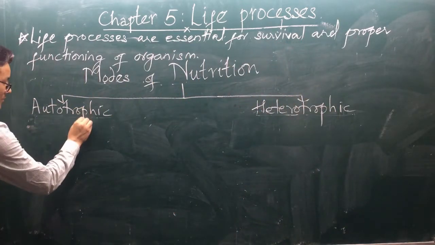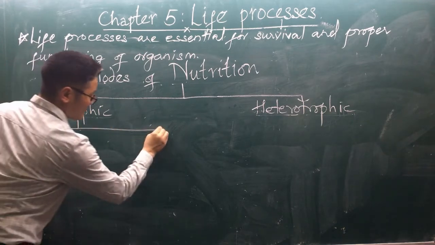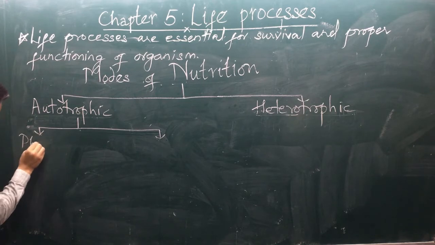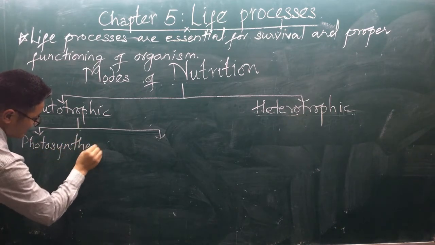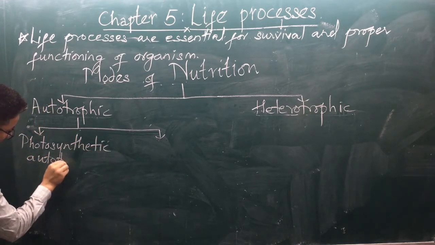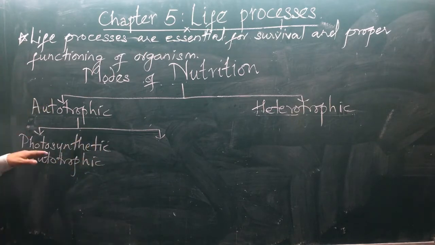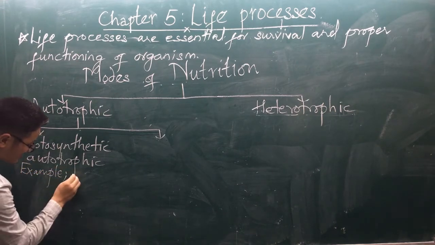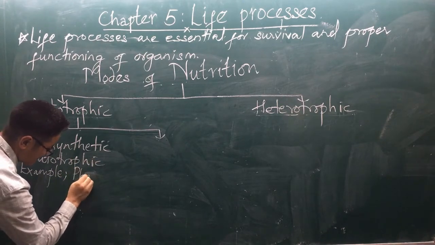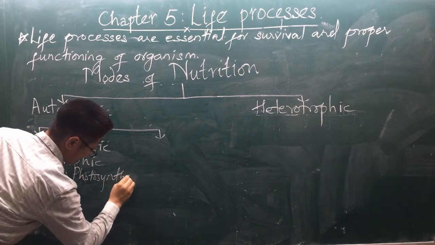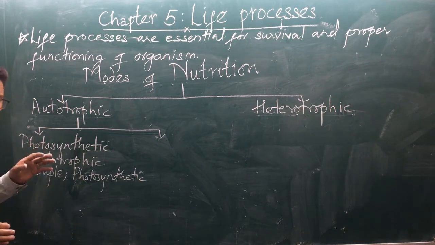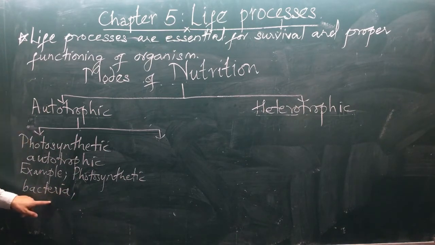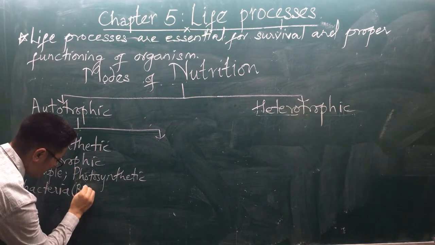Now, if I classify autotrophic mode of nutrition and heterotrophic mode of nutrition, first we'll try to classify autotrophic mode of nutrition. Autotrophs may be using sunlight for synthesizing their own food. For that we use the term photosynthetic autotrophs. Photosynthetic autotrophic organisms, for example, we have green plants or photosynthetic plants. What is the smallest photosynthetic organism? Photosynthetic bacteria. They are mostly blue-green algae.